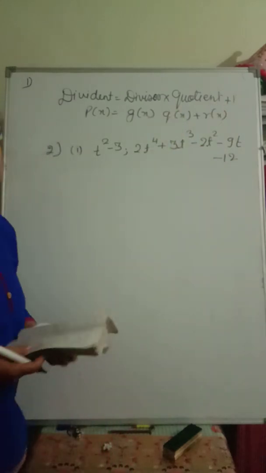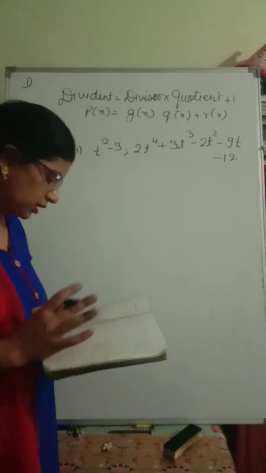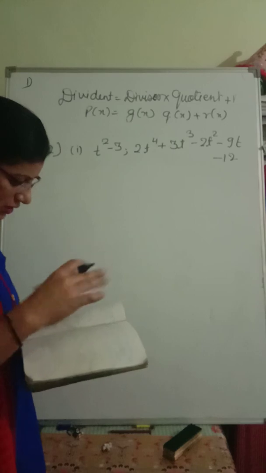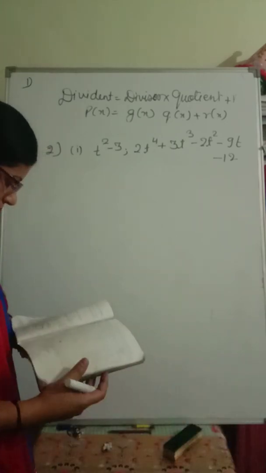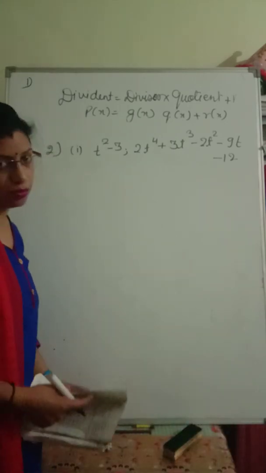Okay, the question is, check whether the first polynomial is a factor of the second polynomial by dividing the second polynomial by the first polynomial.